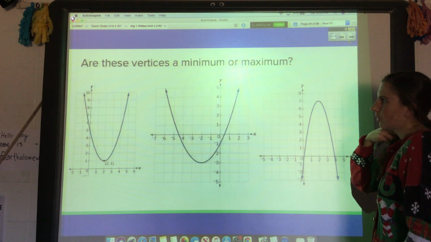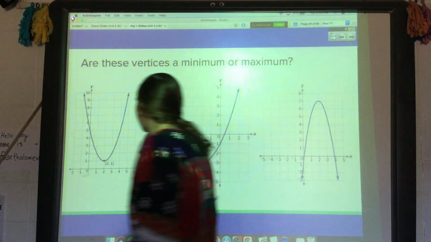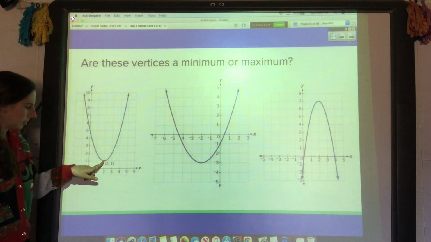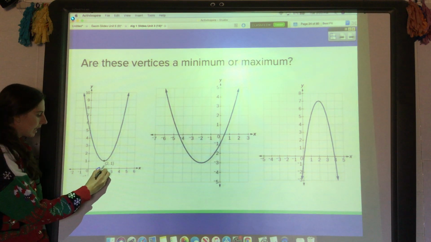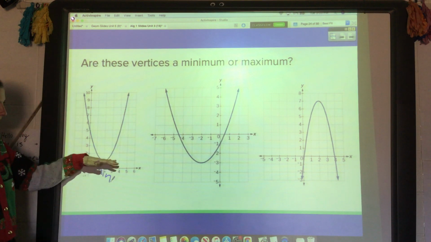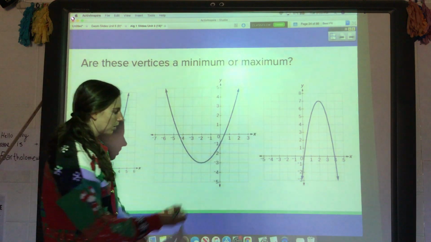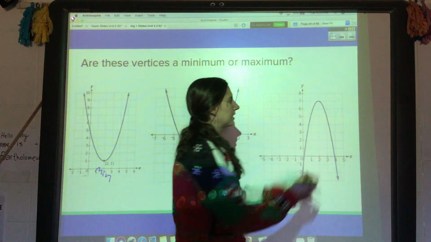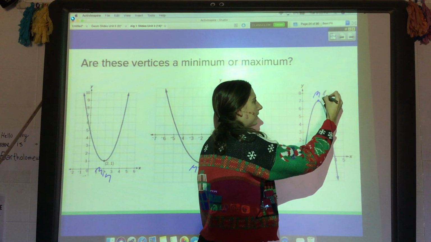Okay, so let's go through a few. Here's the vertex, (2, 1). Is this a maximum or a minimum? At this point, it is a minimum because it's the bottom. This one's also a minimum because it's at the bottom. This one is a maximum. It's at the top of the hill. It's as simple as that.